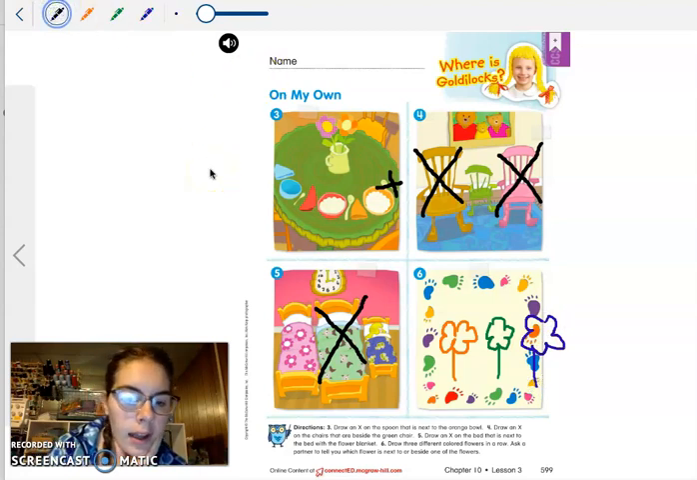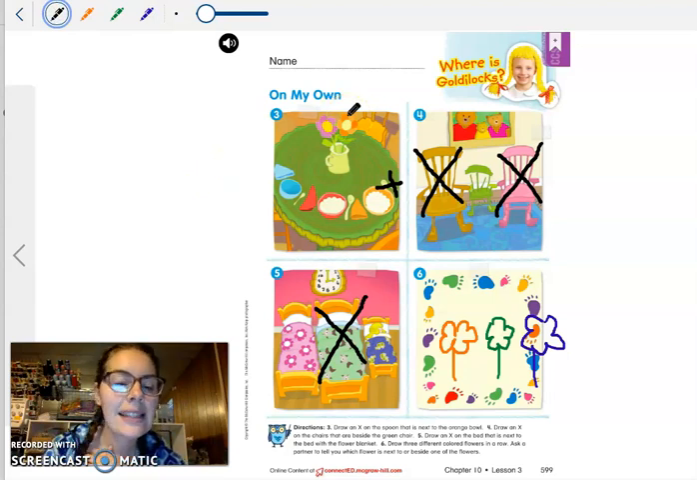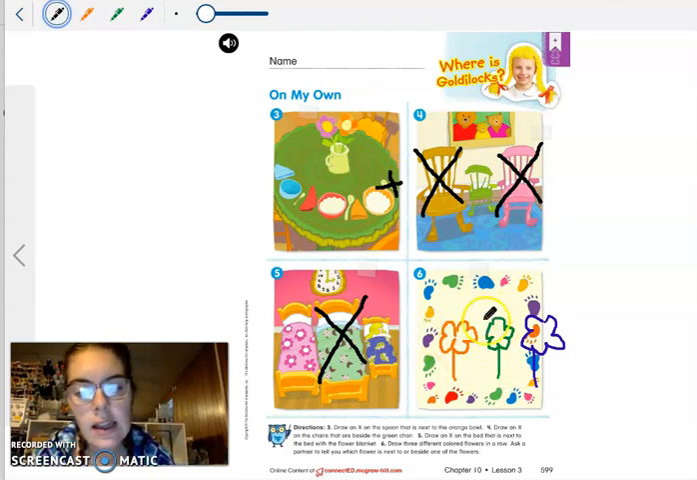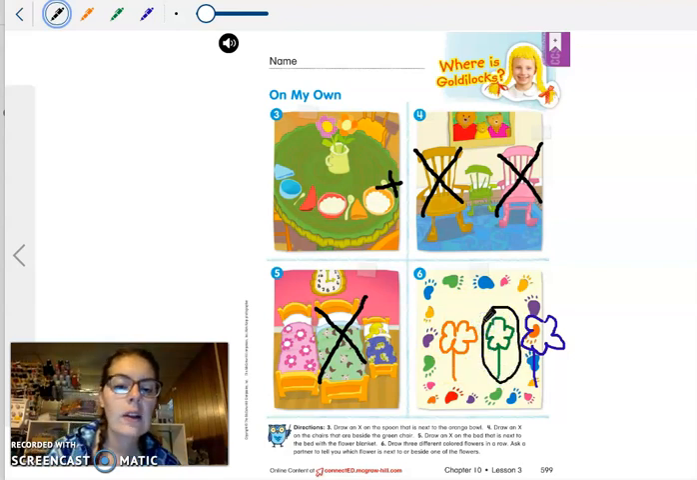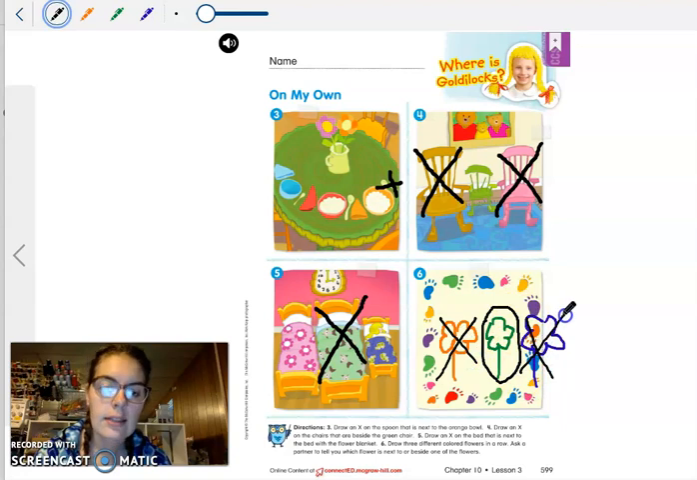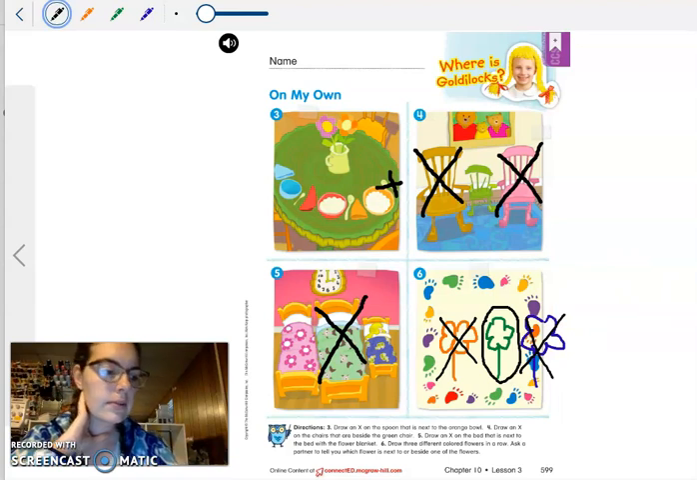So I would like to see which flower is beside the orange flower. Here's our orange flower. That means the green. I'm going to circle it. Okay, now I'm going to say which flower or flowers are next to the green flower. So here's our green flower. Next to it is the orange flower. I'm going to X it. And the blue flower also gets an X. Good job. Okay, go ahead and draw your own flowers.